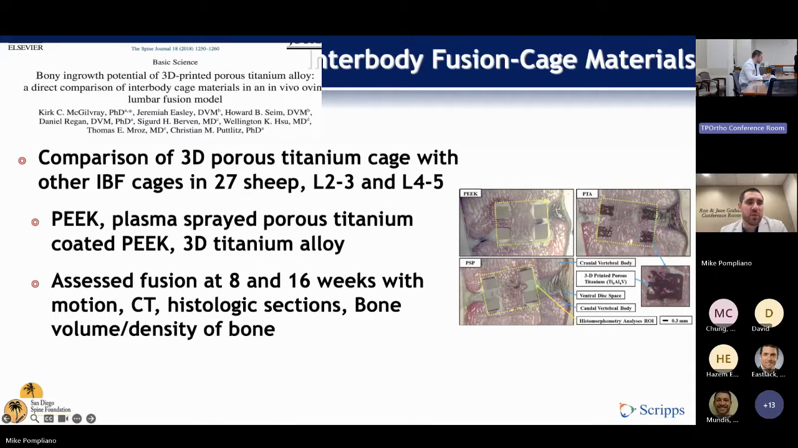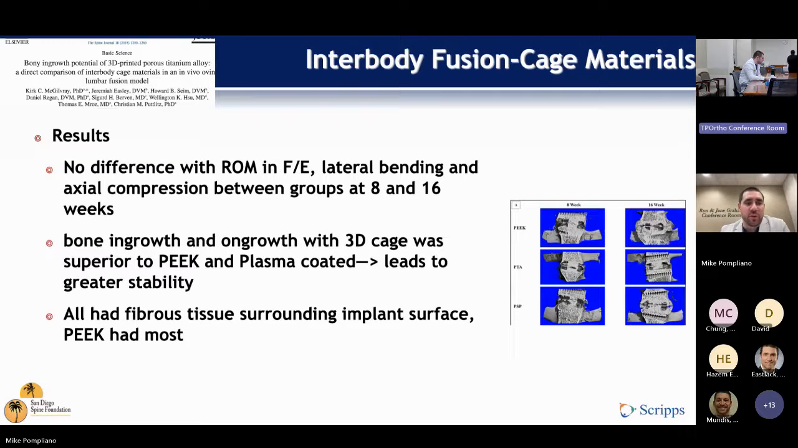This was looking at bony ingrowth potential of 3D coated porous titanium. In an article from Spine in 2018, essentially they compared different cages in 27 different sheep. The surgeries were done at L23 and L45. They looked at PEEK, the plasma sprayed porous coated, as well as the 3D titanium alloy. And they assessed fusion at 8 and 16 weeks, both kinematic, like motion analysis, a CT scan, and histologic sections as well. They found no difference in range of motion with flexion and extension or lateral bending between the different groups at 8 and 16 weeks.